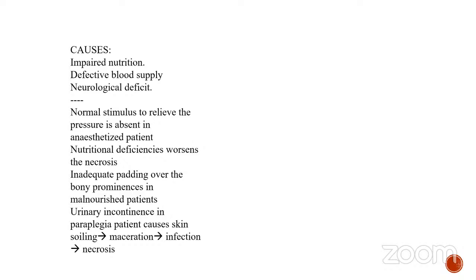Then urinary incontinence in a paraplegic patient causes skin soiling, maceration, infection, and necrosis. So this is what happens in the case of a bedridden patient. We know if a bedridden patient is kept in the same position for a very long time, blood flow won't be proper to the bony prominences especially, and that will lead to hypoxia and death of tissue. In addition to that, nutritional deficiencies can also happen. And if soiling is also present, it can lead to tissue maceration, infection, and necrosis. So all these factors contribute to the formation of a decubitus ulcer.